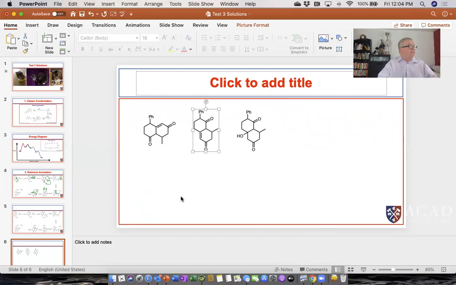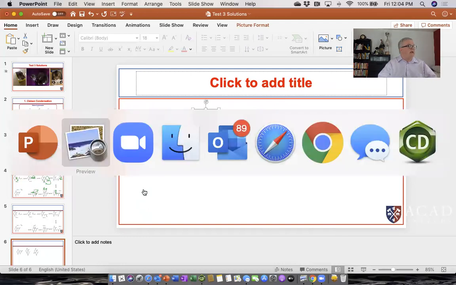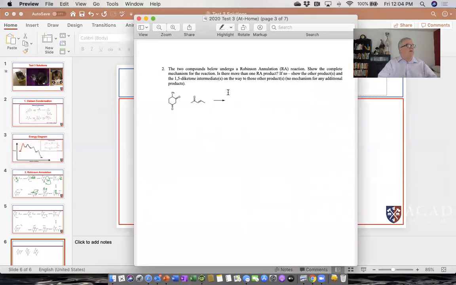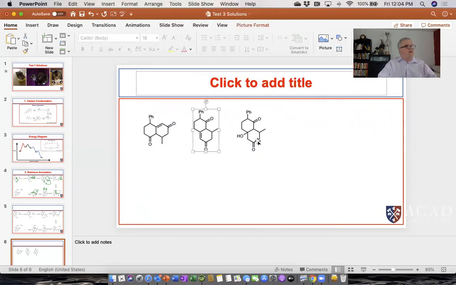So there we go. Let's take a look at the question, make sure we answered all the questions. We showed the mechanism. We showed the other products. We pointed out one of the 1,5-diketone intermediates. If we go and we look, in this particular instance, I suppose you could arguably say that this 1,2,3,4,5 is a 1,5-diketone intermediate as well. We can even count this way, 1,2,3,4,5. It's also a 1,5-diketone intermediate that is a precursor to this. So there's actually 2 1,5-diketone intermediates.